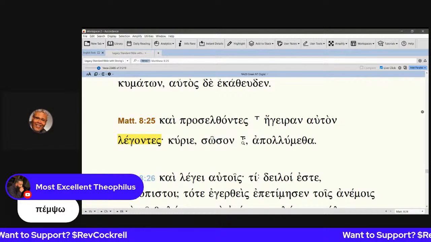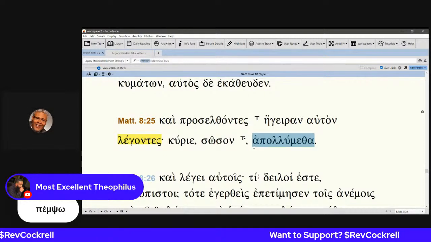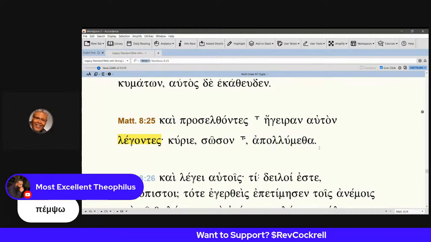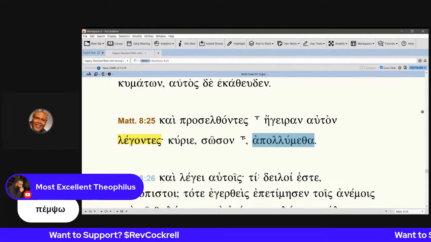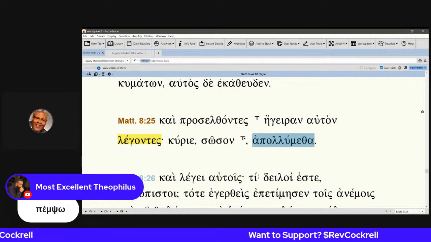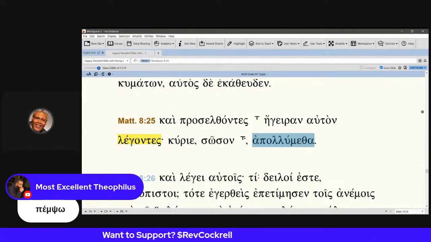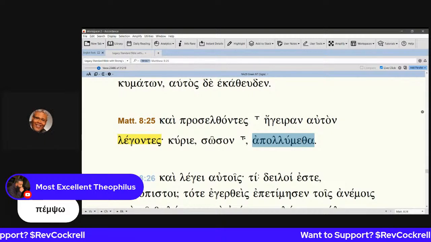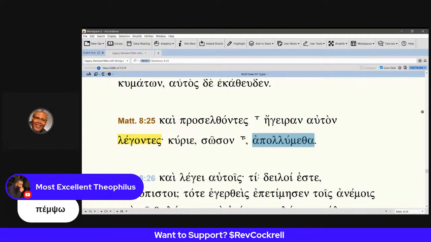Why save us, Jesus? Apolelumetha, passive. Help us, save us. We are drowning. Passive, but it's present, so it's an ongoing thing. Lord, we are drowning right now. Help us. We're talking water splashing on our face, splashing on us. We're drowning. Help us right now.